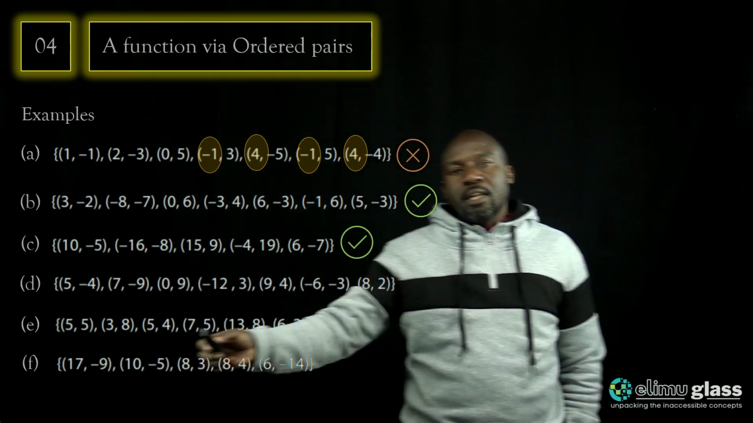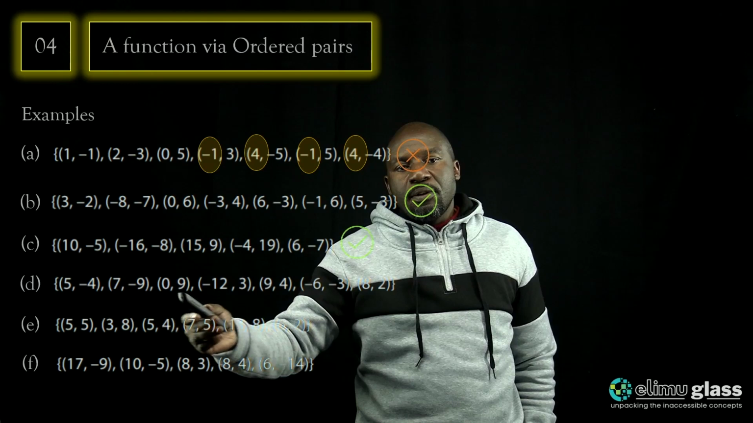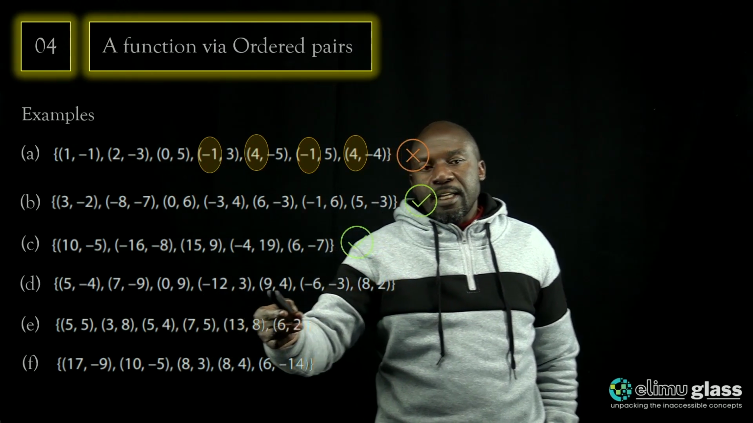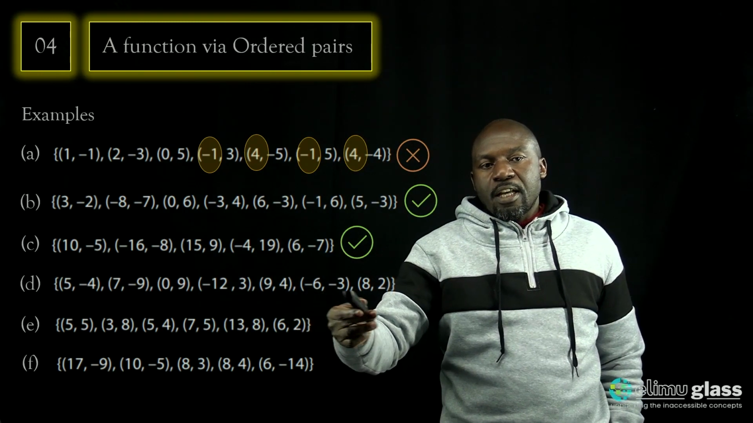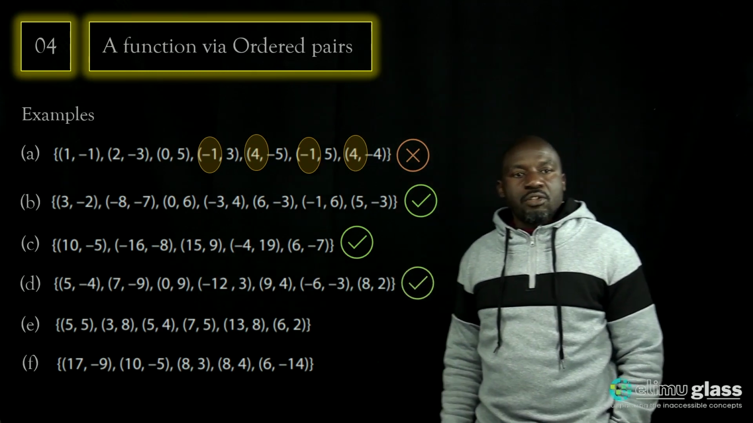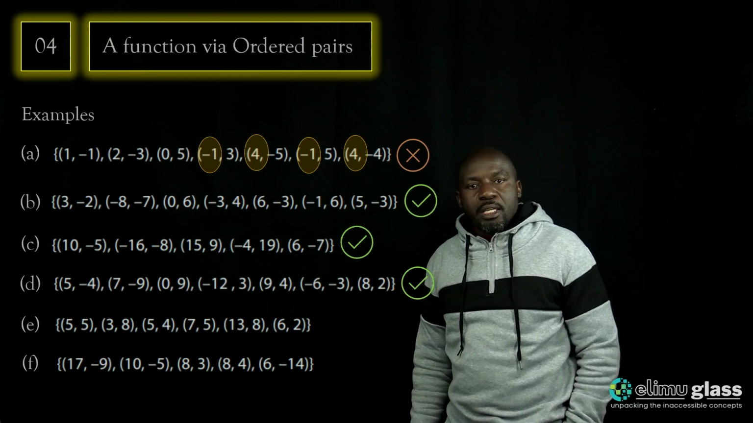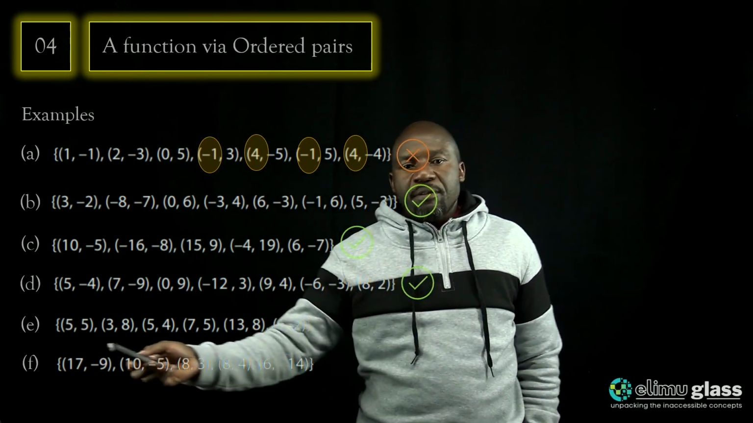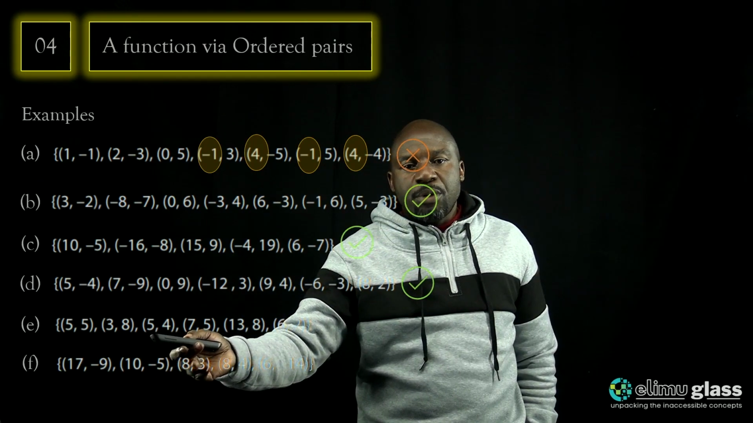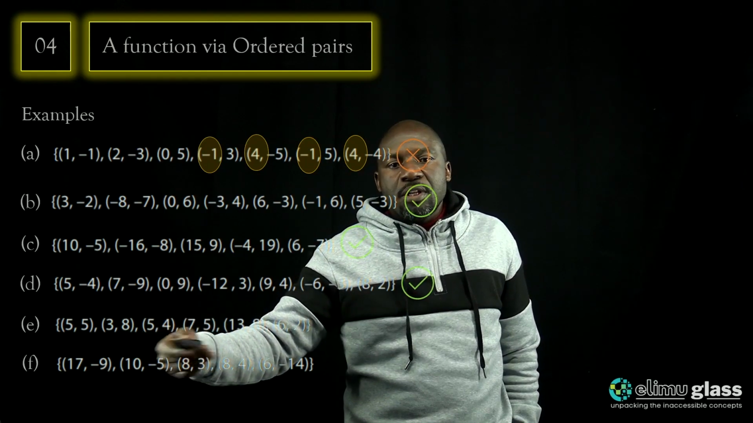All right? The next one there, we have a 5, a 7, 0, -12. Nothing has repeated so far. 9, -6, and 8. Nothing has repeated itself, and that, therefore, has to be a function. All right? What about E? We have a 5, a 3, a 5. There's a repeat. 5 is appearing twice. I can stop there. I already know this cannot be a function.